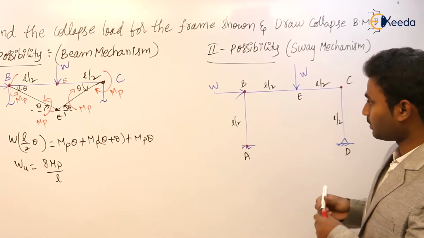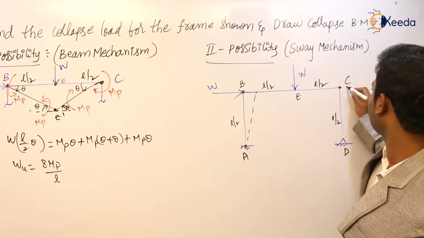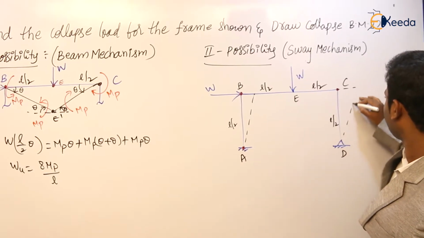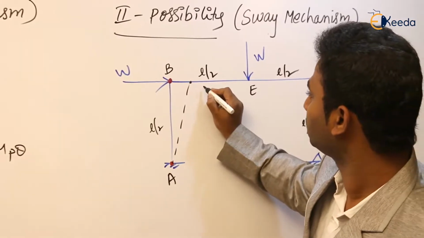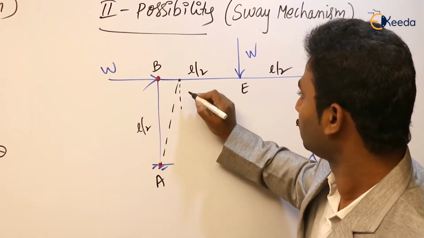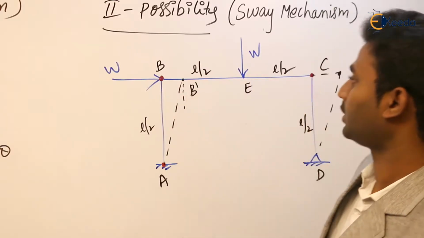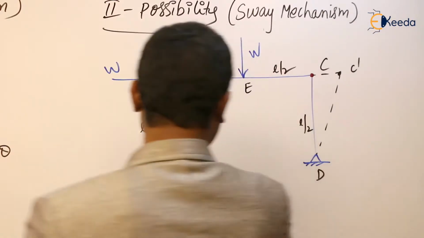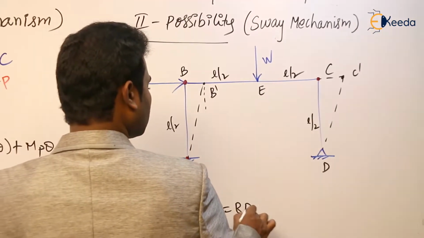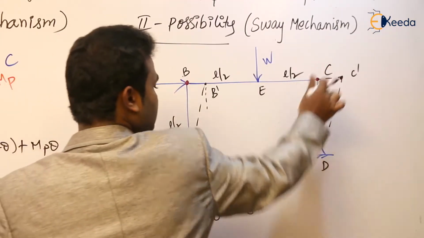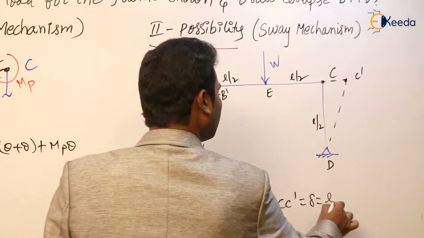Now the deflected shape. I'm showing it with the dotted line. So here, how much is the sway amount? The sway is equal to BB dash, which is the same as CC dash. So take it as delta. So it is equal to L by 2 theta.